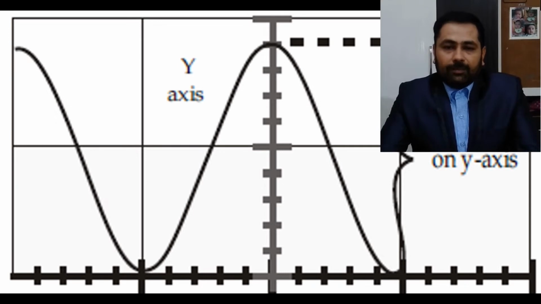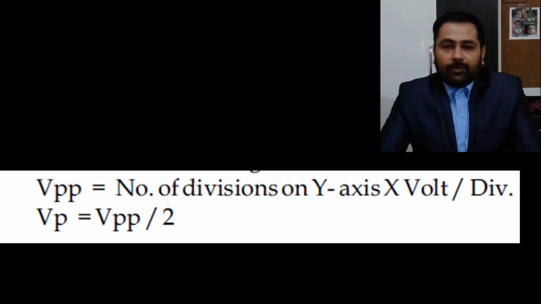So here also the same thing. The peak to peak voltage can be calculated from the y deflection, and the formula is the same: number of divisions on the y-axis multiplied by volt per division. So now we are getting the peak to peak voltage. If you divide it by 2, we get the maximum peak voltage.